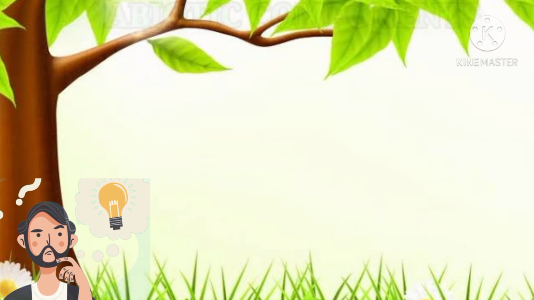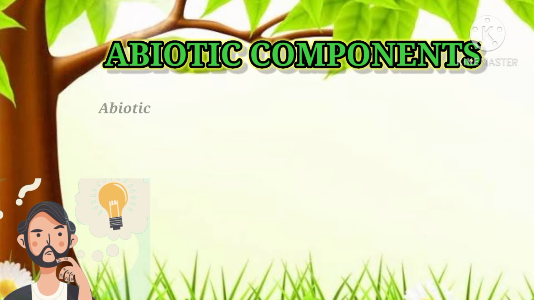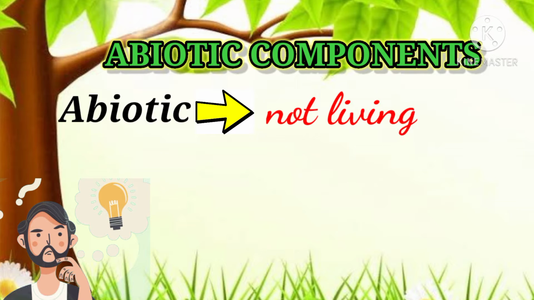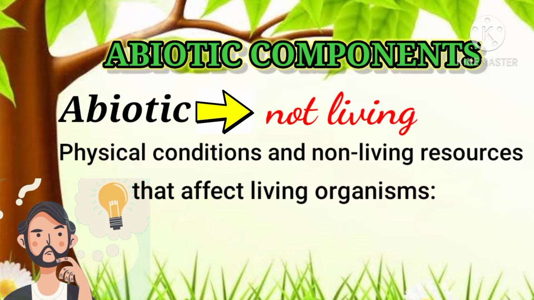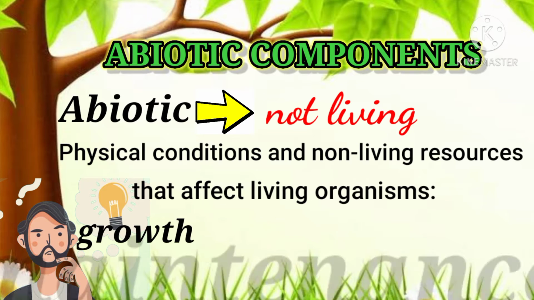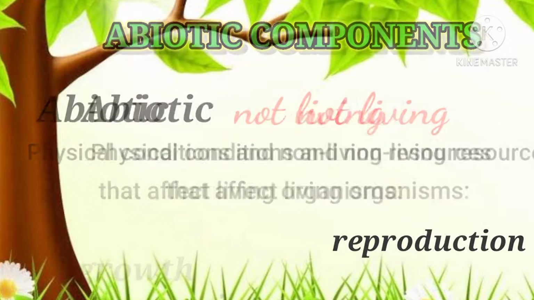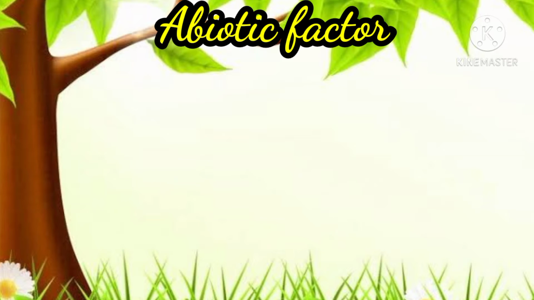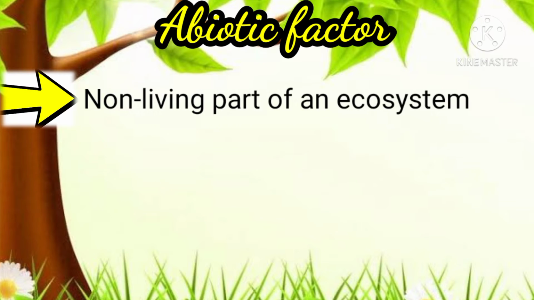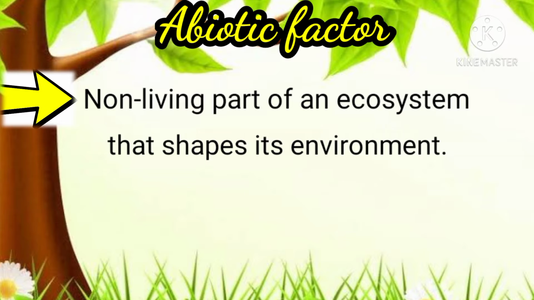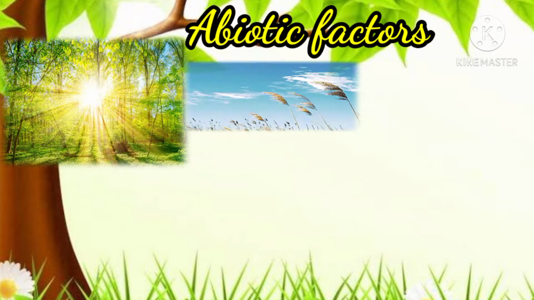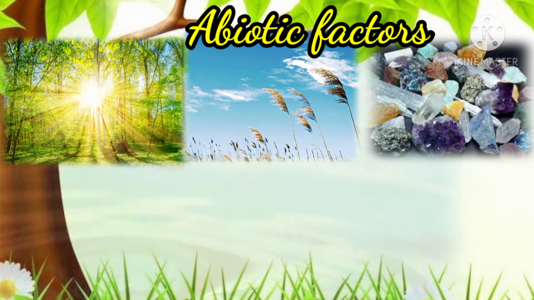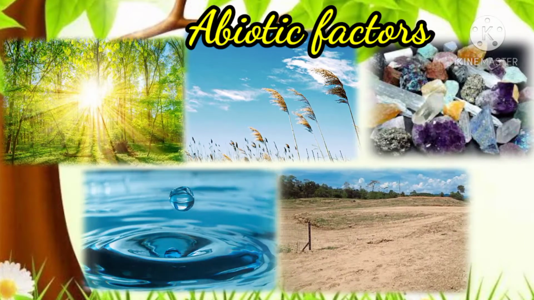Now, let's tackle abiotic components. The word abiotic means not living, so abiotic components include physical conditions and non-living resources that affect living organisms in terms of growth, maintenance, and reproduction. Abiotic factor means a non-living part of an ecosystem that shapes its environment. Some examples of abiotic factors include sunlight, air, minerals, water, and soil.